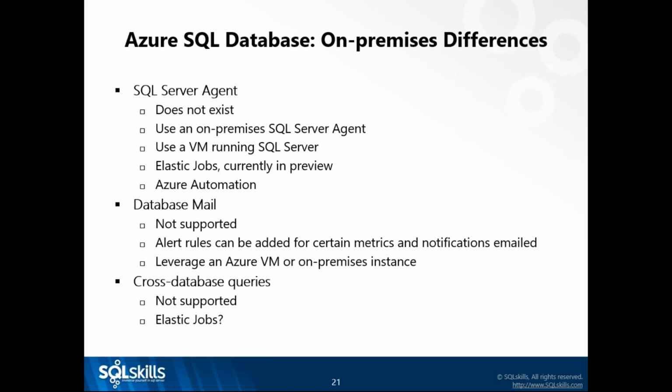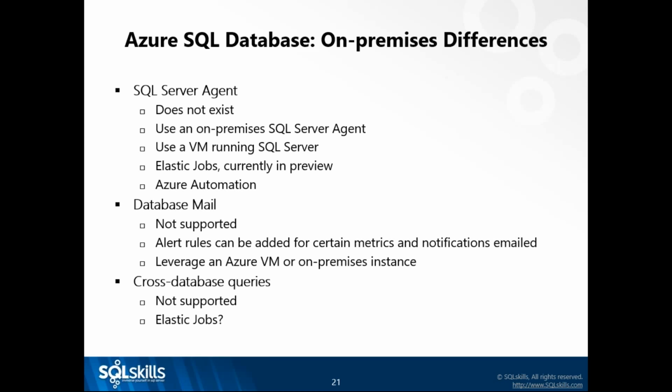And there's no Database Mail. Hasn't been a big showstopper for a lot of clients, but the fact that you can't trigger an email notification based upon a certain event. So I have some clients that monitor, they have a job that maybe every 5 minutes is running, checking a table for a certain condition. If that condition exists, email a notification. Well, you can't do that built in with Azure SQL Database. You can create alert rules for certain metrics such as blocked by firewall, DTU consumption, memory, disk, IO, those types of things, but nothing customized. So we have to leverage either an Azure virtual machine or on-premises instance to achieve those custom things that we need.